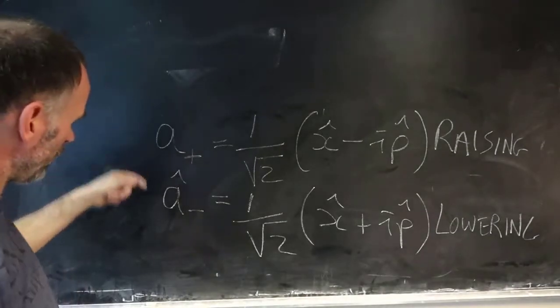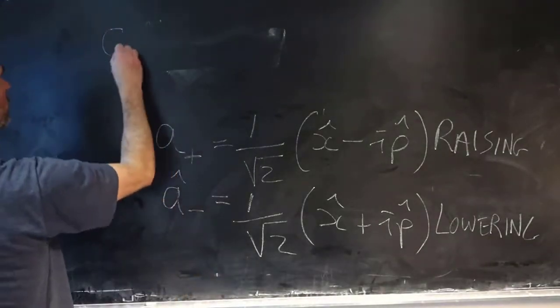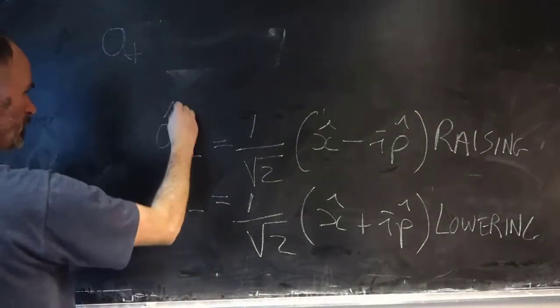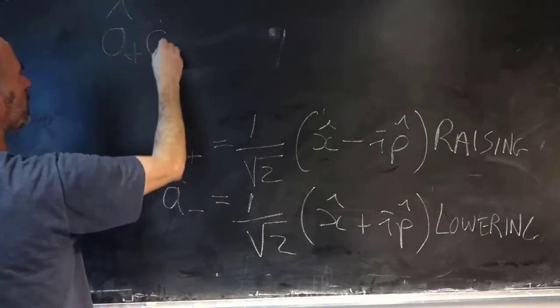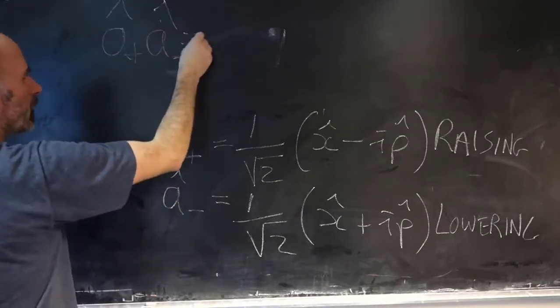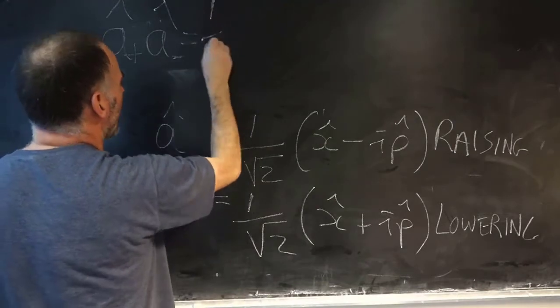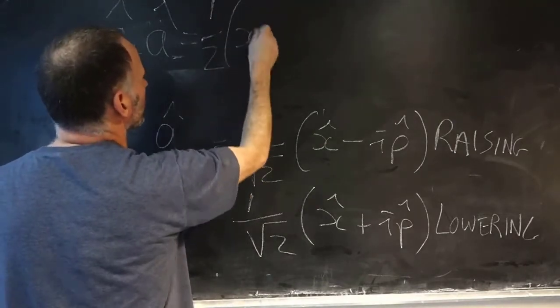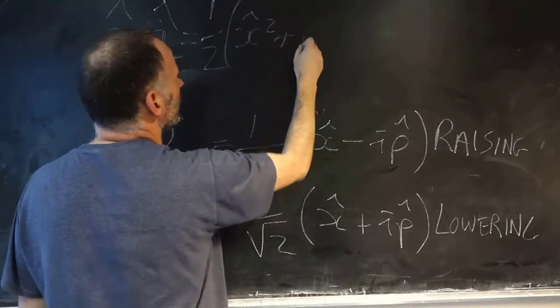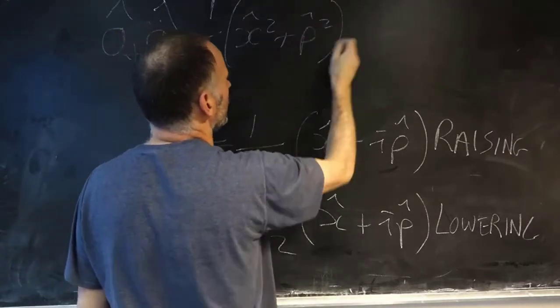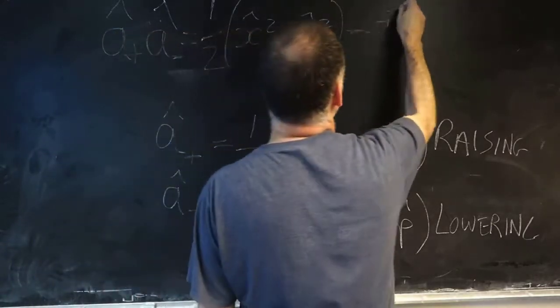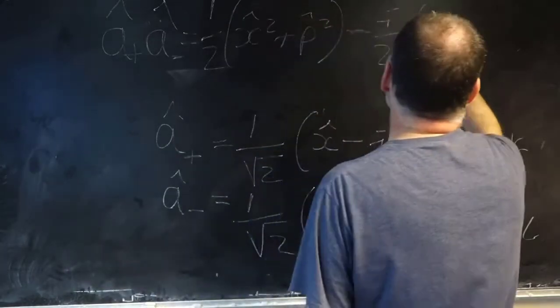Let's take the product of these two operators. Oh, let me put the hat on, I forgot already. So that will give us minus pi over 2.